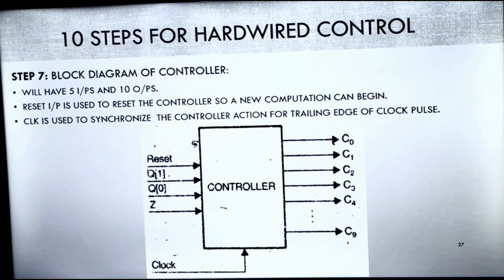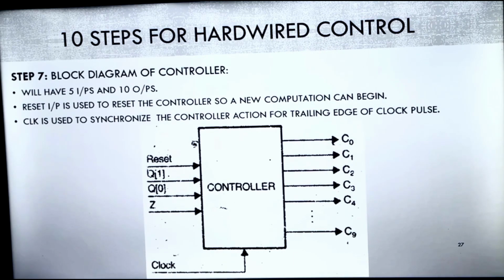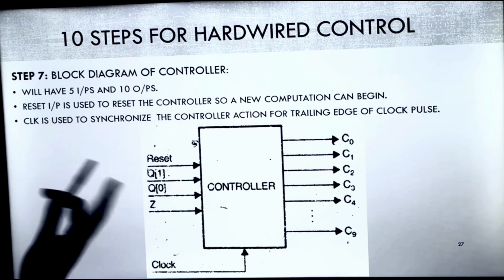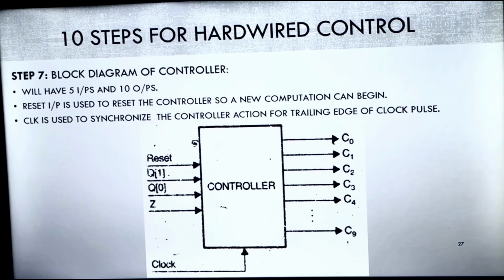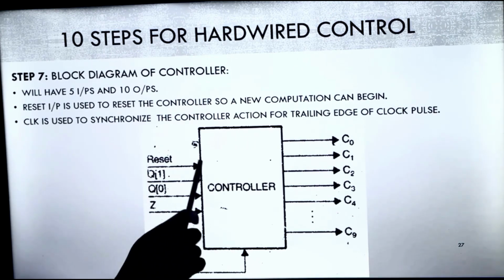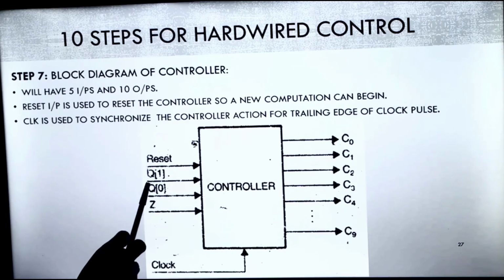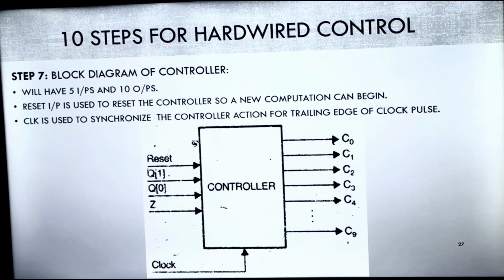Step number 7 is the block diagram of the controller. Now we are ready to draw the actual block diagram. This is how our control unit or controller will look, where I will have a master clock as input. As I told you in the very first class of the control unit, it will have 3 different types of inputs. What are those? One master clock, then one command signal, so this reset is nothing but the command signal, and the status information. The status information I will get from these 3 different lines in Booth's algorithm.